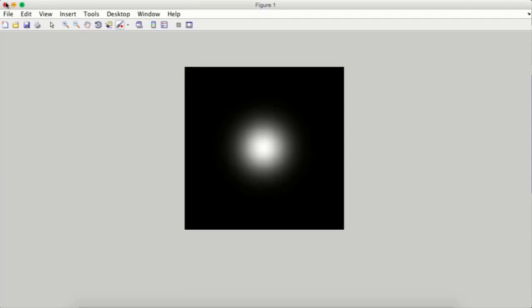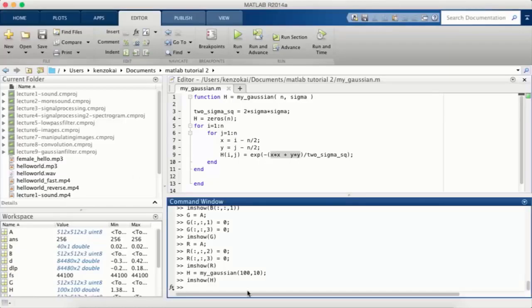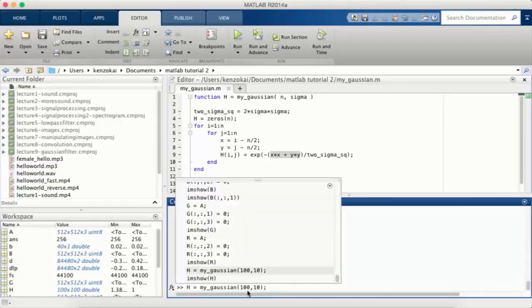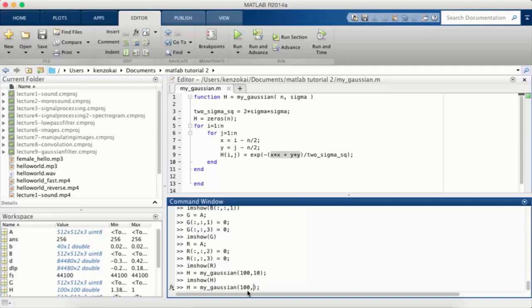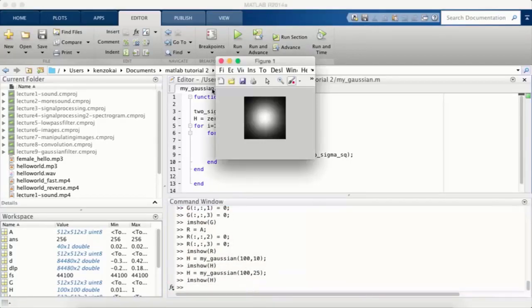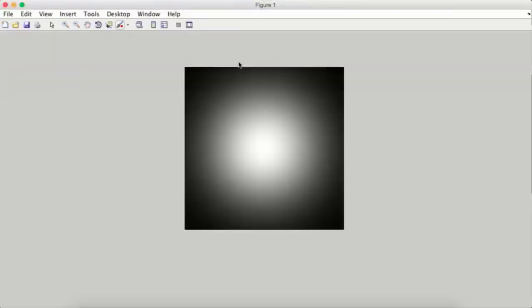So what would I do if I wanted to see more white? I could increase sigma, right? So let's say sigma is 25. Now I imshow h. And you see the radius of the white part has increased.